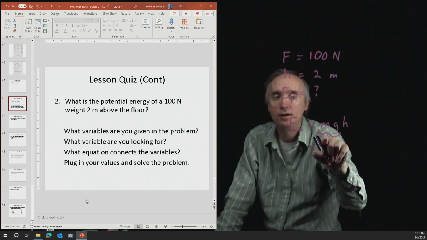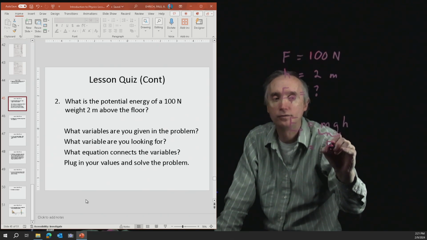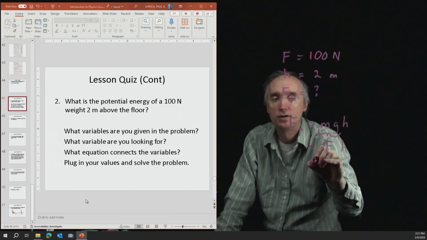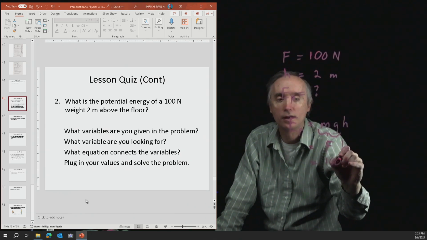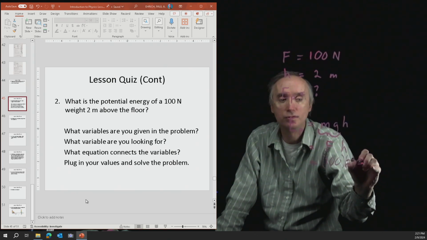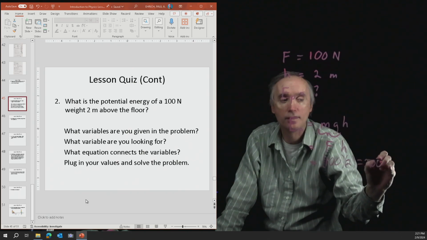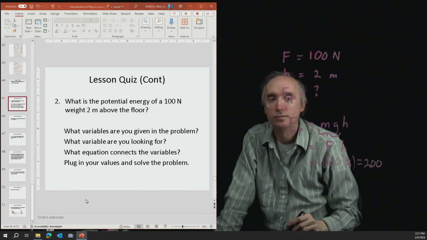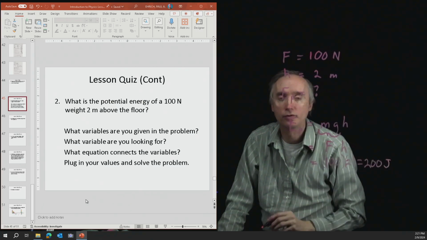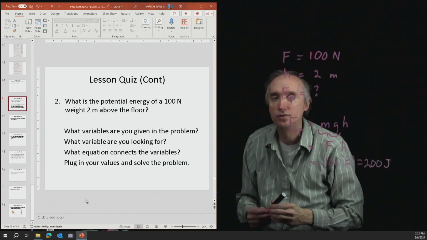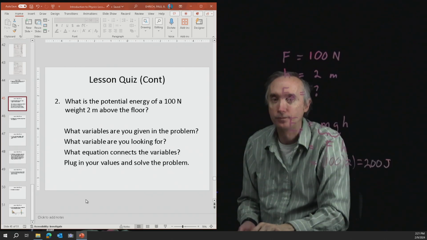So this thing here, that's the F times H. So let's plug in. So we're going to say 100 and then times 2 is going to be 200, and then what unit? So it's energy, so put down a J for joule. So 200 joules of energy.